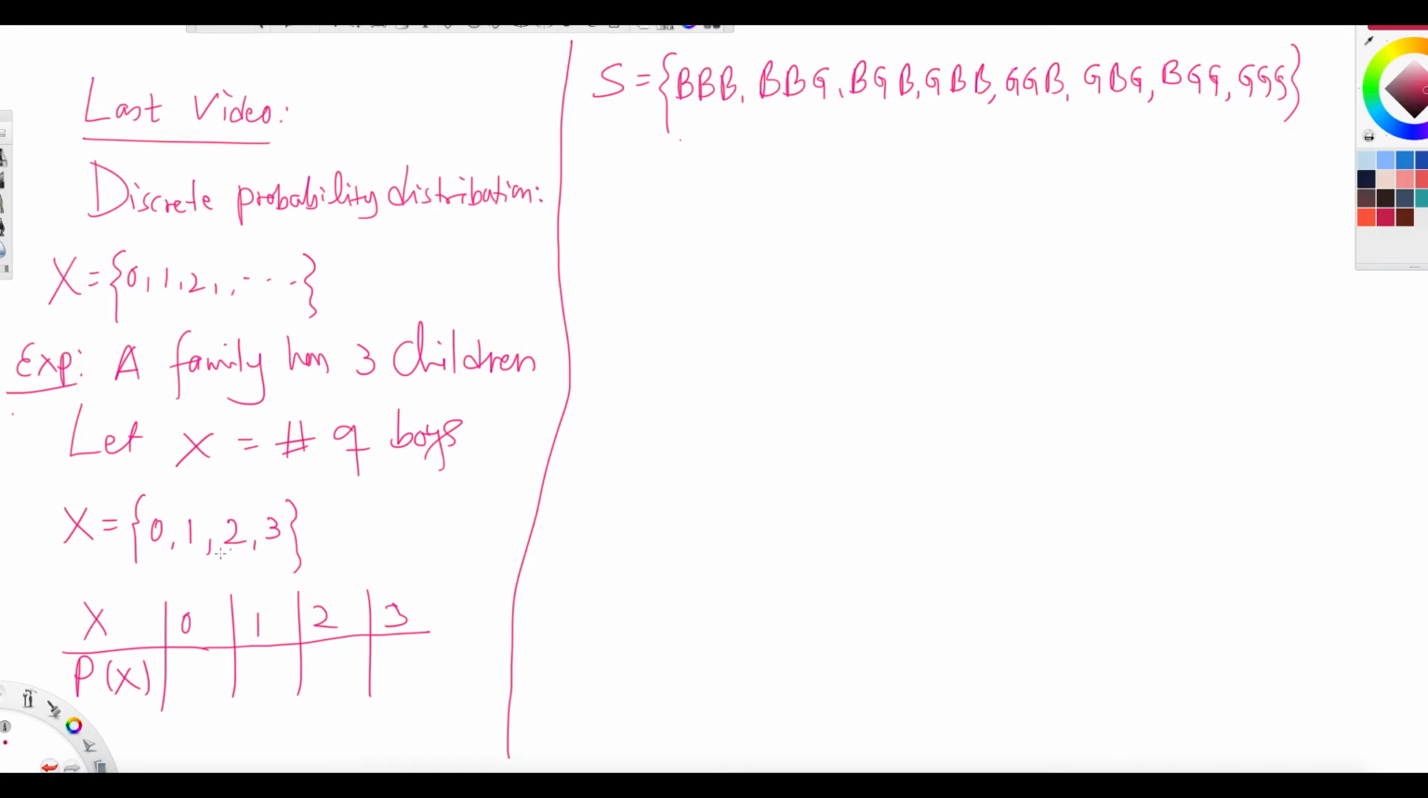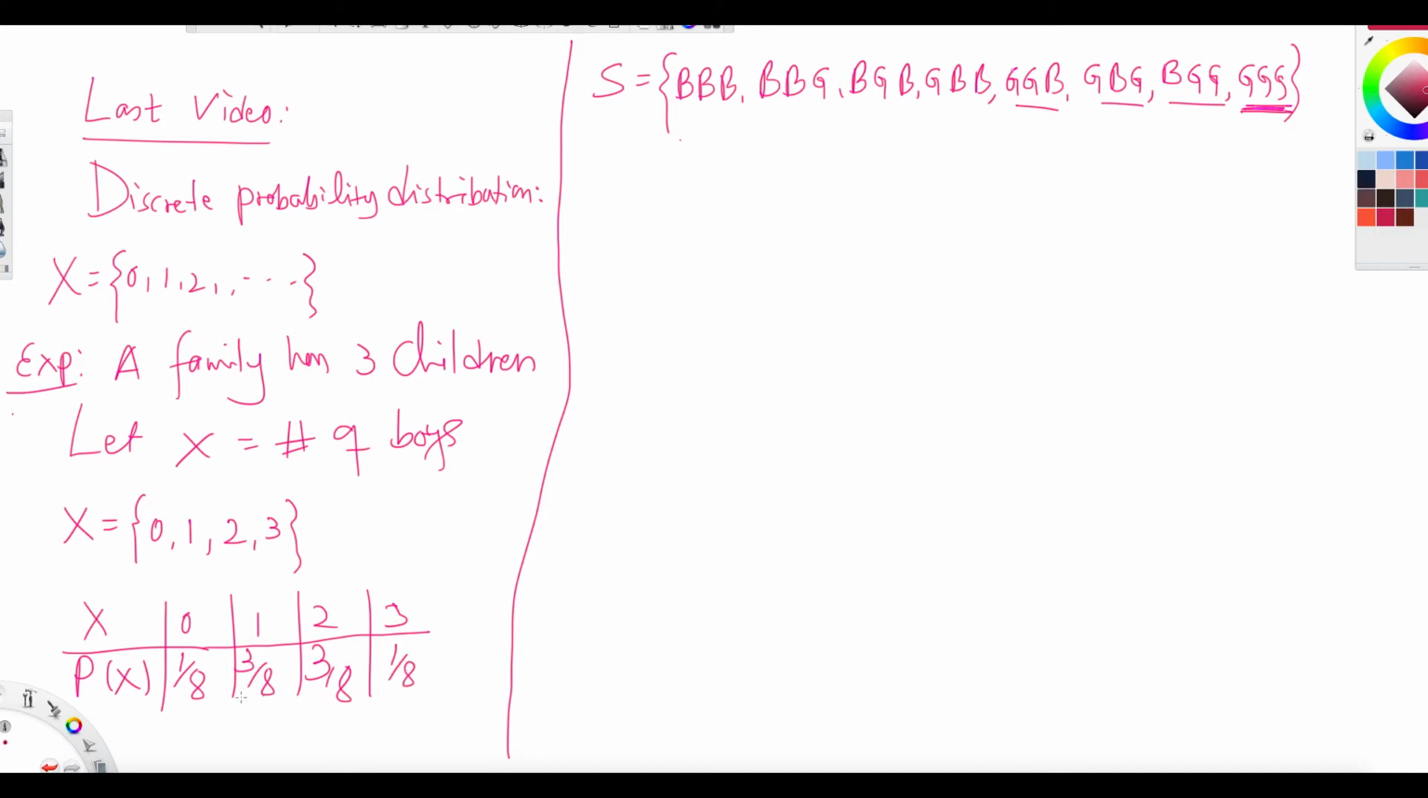Okay, in this case, x is the number of boys, right? What is the probability of 0 boys? How many have 0 boys? Only 1 out of 8, because 1, 2, 3, 4, 5, 6, 7, 8. There are 8 possibilities in total, and only 1 has 0 boys, that is all girls. So the probability is 1 over 8. Similarly, 1 boy. How many have 1 boy? That is this one, and that one, and this one. So that will be 3 out of 8. And then 2 boys is also 3 out of 8, and 3 boys is 1 out of 8.